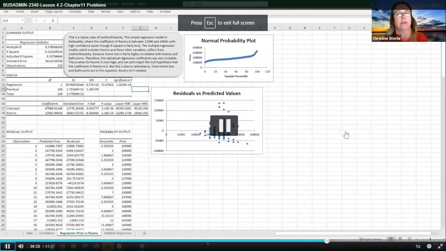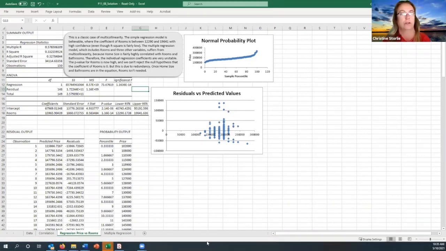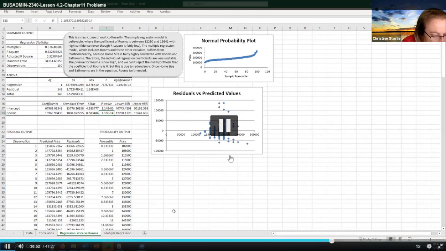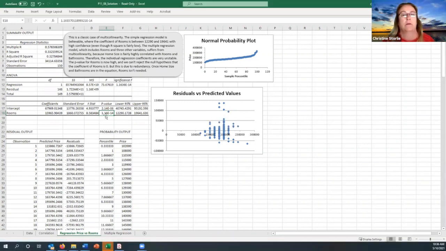This is a classic case of multicollinearity, even though rooms looked like it was going to be a fantastic predictor. Well, rooms isn't the predictor when you look at it in terms of the whole regression. What does the 95% interval tell you about rooms on price for the entire population? So the number of rooms has a significant relationship with the sale price.